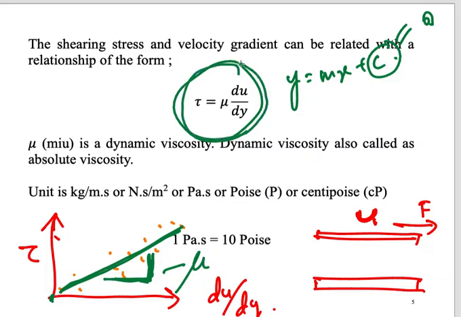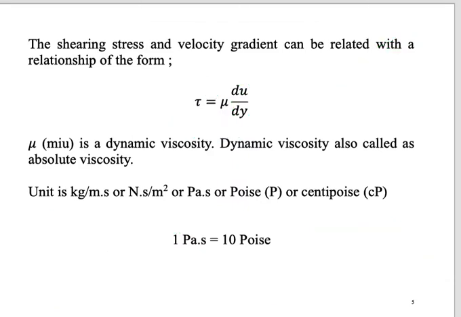Tau is equal to mu du/dy, where tau is the shear stress, du/dy is the velocity gradient, and the mu here is actually the gradient of this line. So this mu is called the dynamic viscosity. In some textbooks, the dynamic viscosity is also called absolute viscosity.